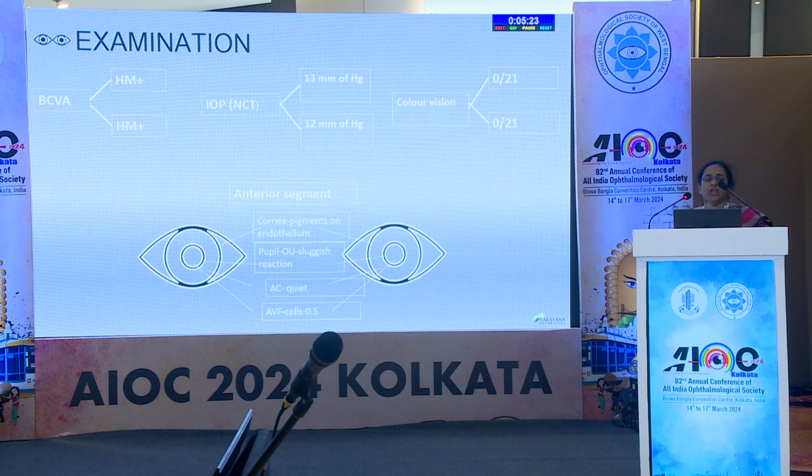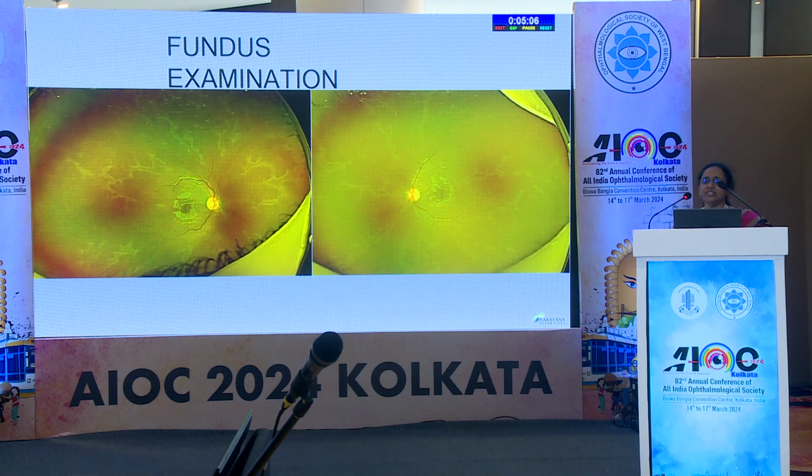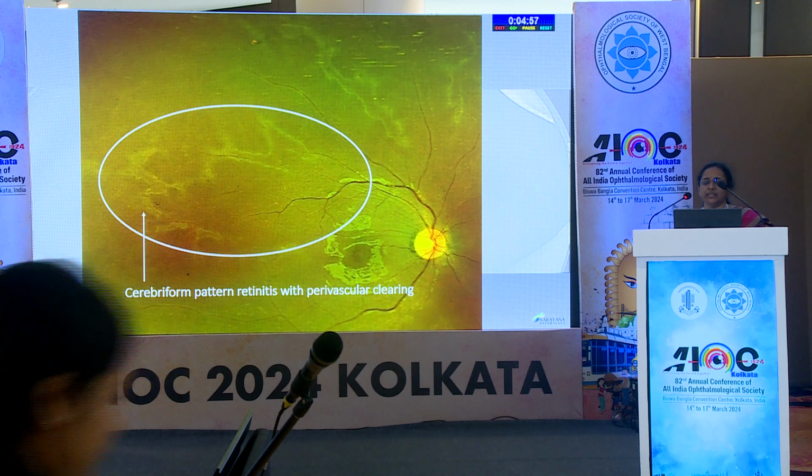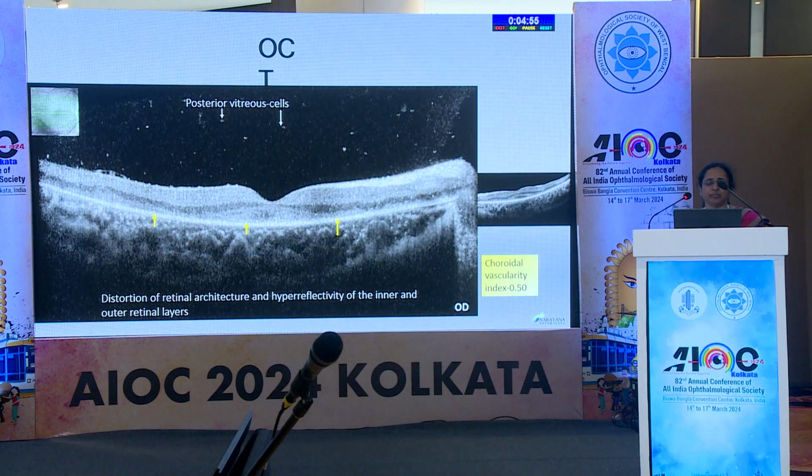On examination, hand motion was present, and color vision was absent. IOP was normal. Anterior segment examination showed corneal pigments on the endothelium. Anterior vitreous cells were seen. This is the fundus examination picture where we could see a cerebriform pattern of retinitis with perivascular clearing. It was seen in both eyes.